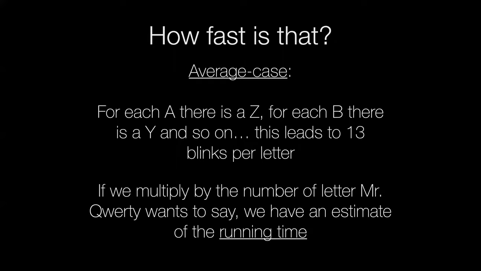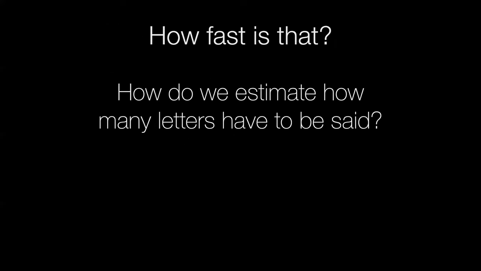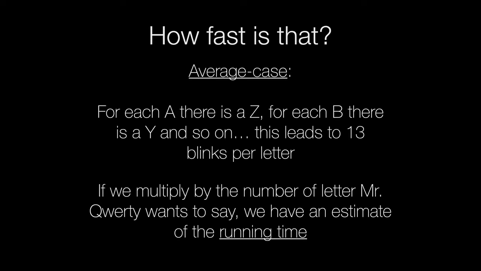Otherwise we might say for each E, there is a Z, for each T, there is a Q, for each A, there is a J, for each O, there is an X, and so on, okay? If you do that, the estimate basically is the same. You go up to 13 blinks per letter. That's the average case, okay?